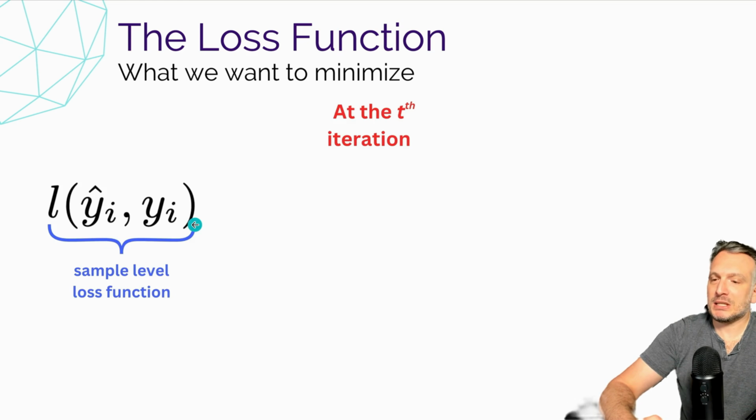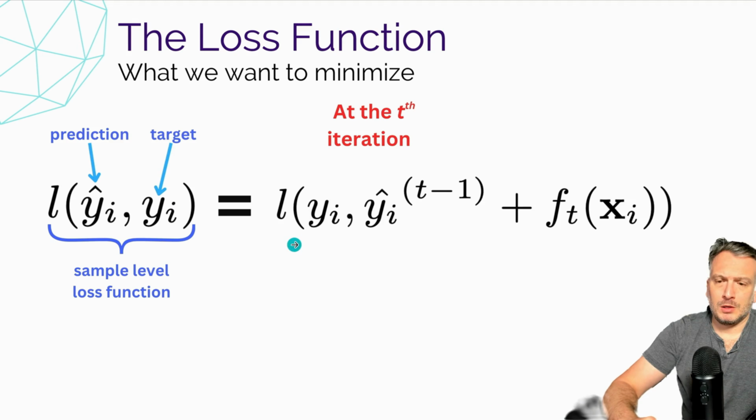So let's look at the sample level loss function. This is a function that is going to compare the predictions to the target. For example, we could use the mean square error loss function. We could use the cross entropy function. So there are many different loss functions that we could use depending on the specific learning task. So for example, if we are trying to solve a classification problem, most likely the loss function would be the cross entropy function. So what is this equal to?